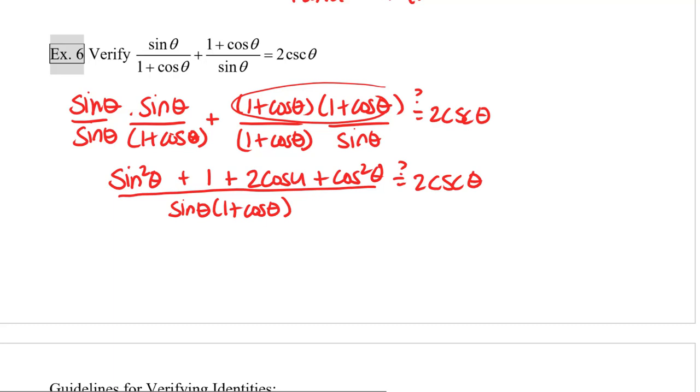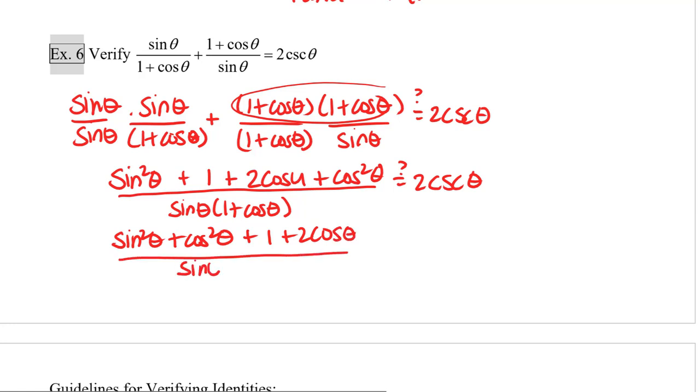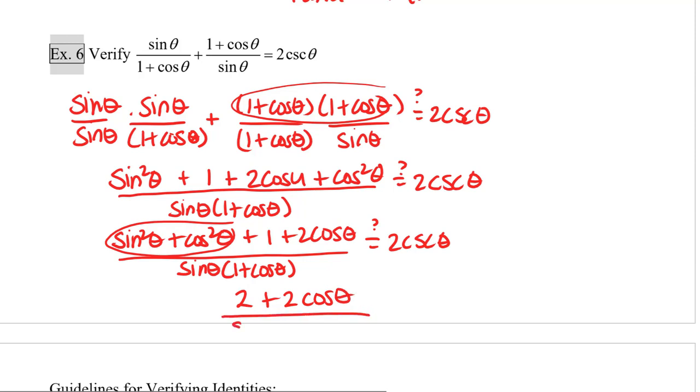Now if I rearrange the top, I'd like to put sine squared plus cosine squared next to each other. So I can say I have sine squared theta plus cosine squared theta plus 1 plus 2 cosine theta all over sine theta times 1 plus cosine theta. Is that equal to 2 cosecant theta? I know it's tedious copying over the right side each time, but you need to do it. Now we know that sine squared plus cosine squared is equal to 1, and 1 plus 1 is going to be 2, plus 2 cosine theta over sine theta times 1 plus cosine theta. Is that equal to 2 cosecant theta?